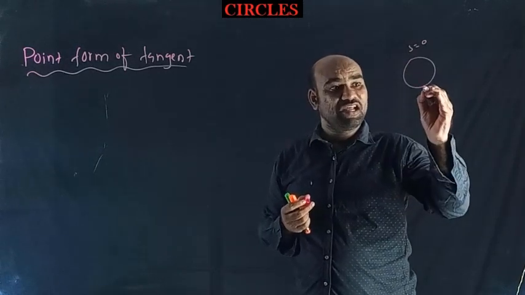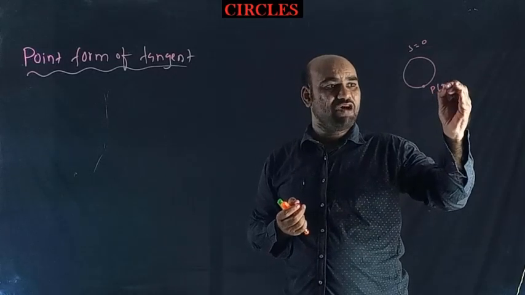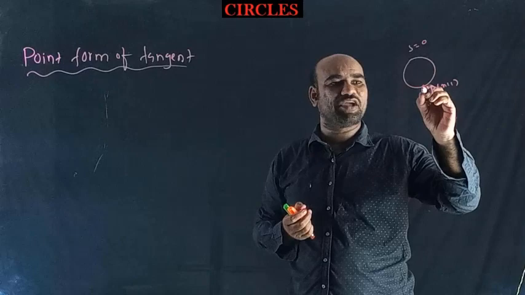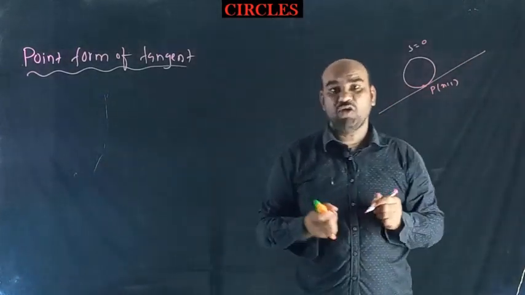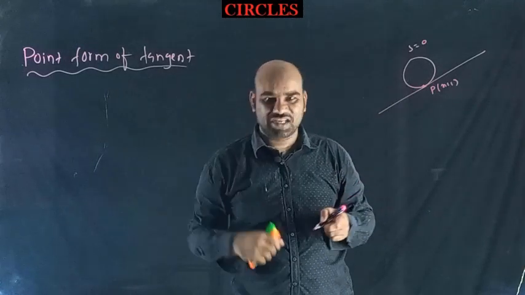A point on the circle is given, say P(x1, y1). Now we want to find the equation of the tangent that can be drawn through that point. We know that you can draw a unique tangent through P. How to find the equation of the tangent? That belongs to point form of the tangent.